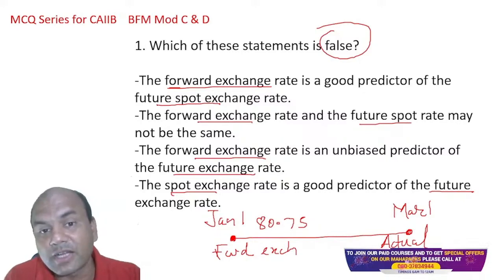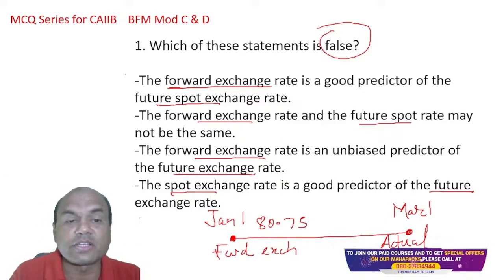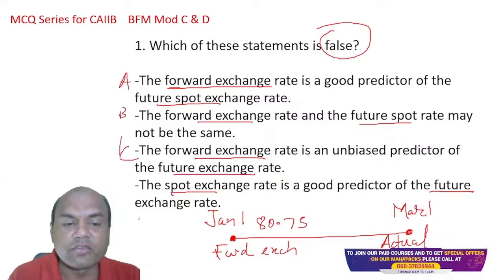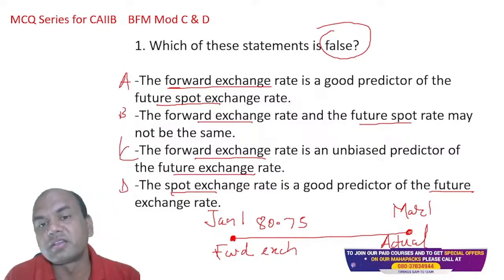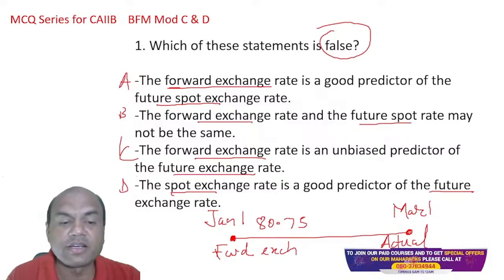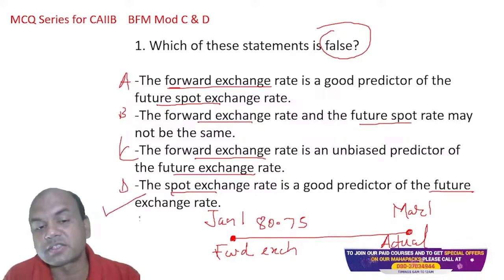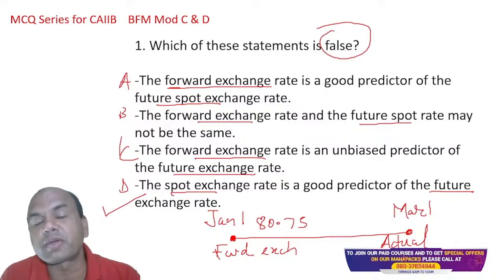Where is the answer? Let's call this A, B, C, D. What is the answer? We want the false answer. It is D. D is the false answer. Spot cannot predict future. Only forward exchange rate can predict future.